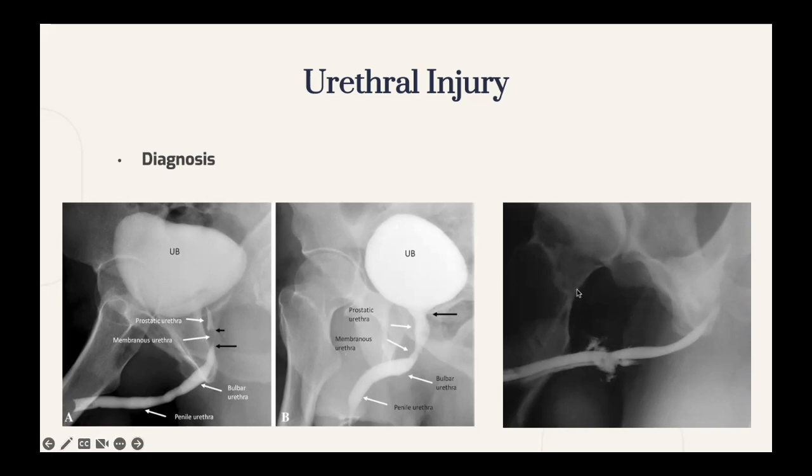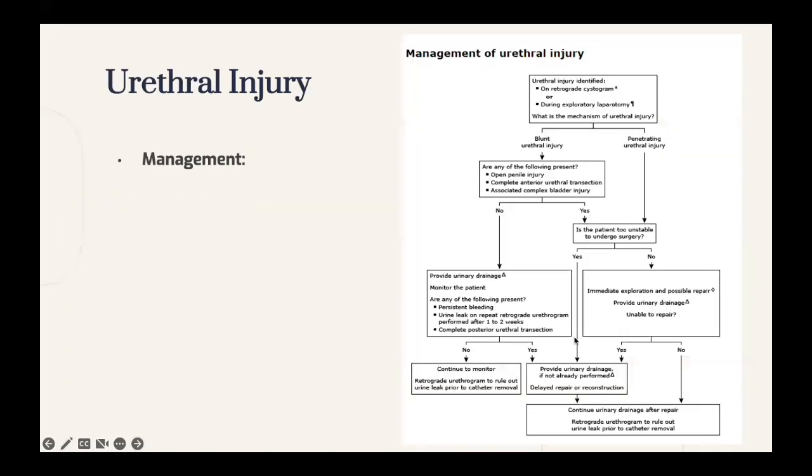And here's a picture of a patient who presents with a direct trauma to the penis. He presented with bulbar urethral injury, and you can see there is extravasation into Buck's fascia. So this is diagnostic for urethral injury.